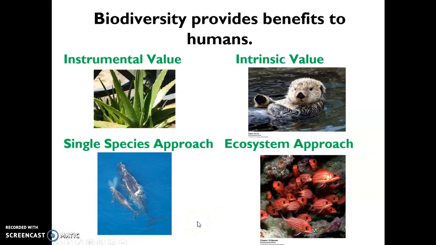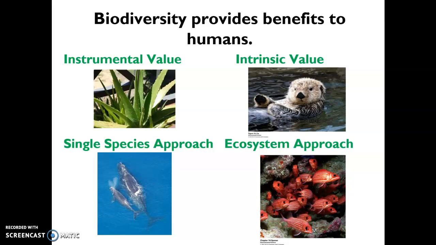We're going to take a little detour here for a minute and look at the benefits of biodiversity for humans. And the top two pictures go together and the bottom two pictures go together. So in the top two pictures, you see instrumental value and intrinsic value. Some people have a philosophy that biodiversity should be preserved because it's of instrumental or useful value to humans.